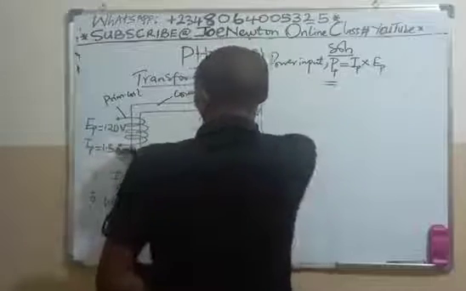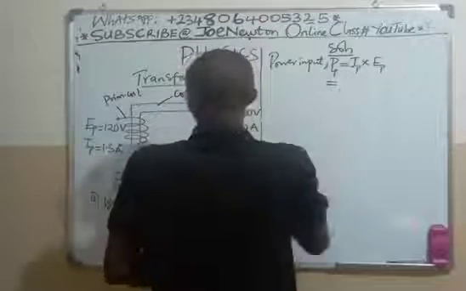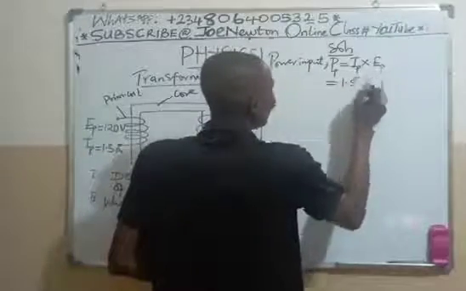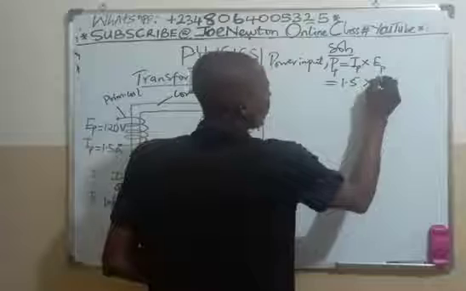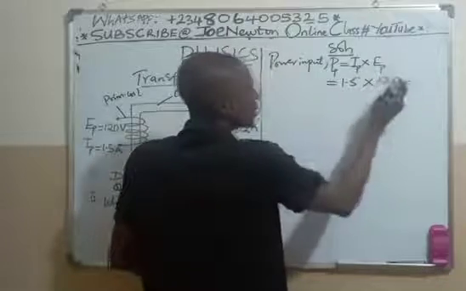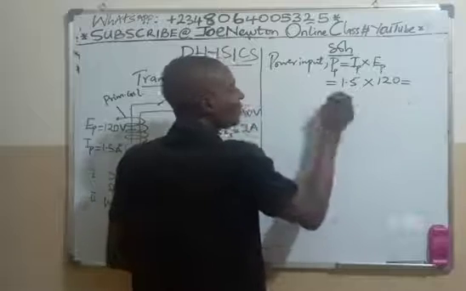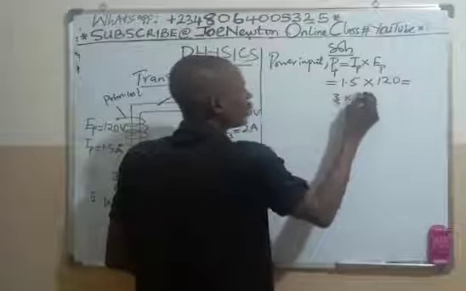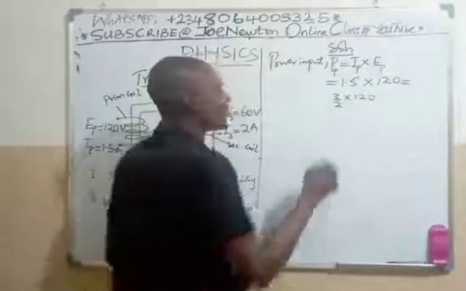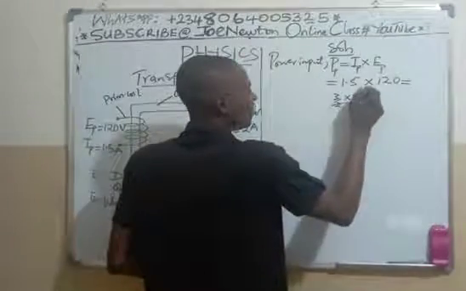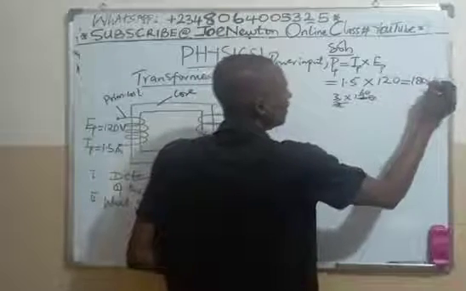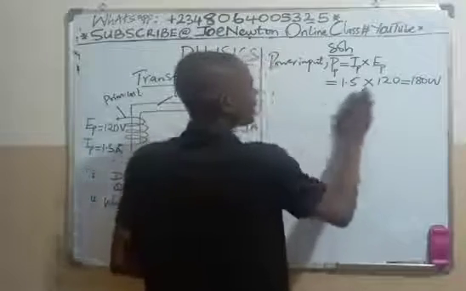So PP is equal to our IP, the current in the primary coil, which is 1.5 given, times the voltage in the primary coil, 120 volts. 1.5 times 120 is like saying 3/2 times 120, of course, because 1.5 is the same thing as 3/2. So mathematically, when you divide this, you get 60. 60 times 3, you get 180. So 180 watts. The unit of power is watt.